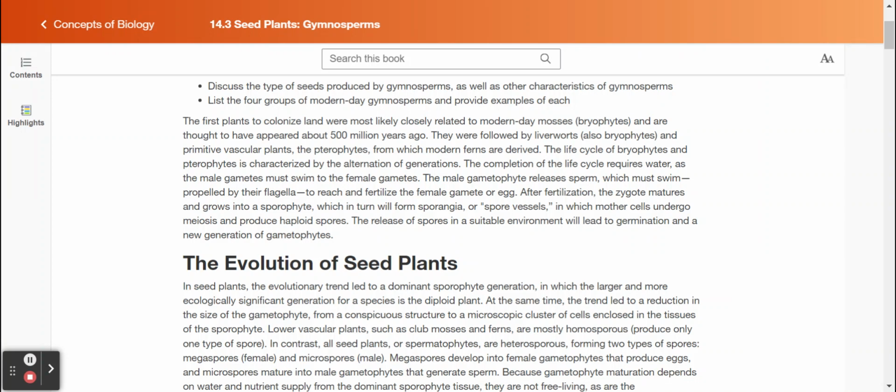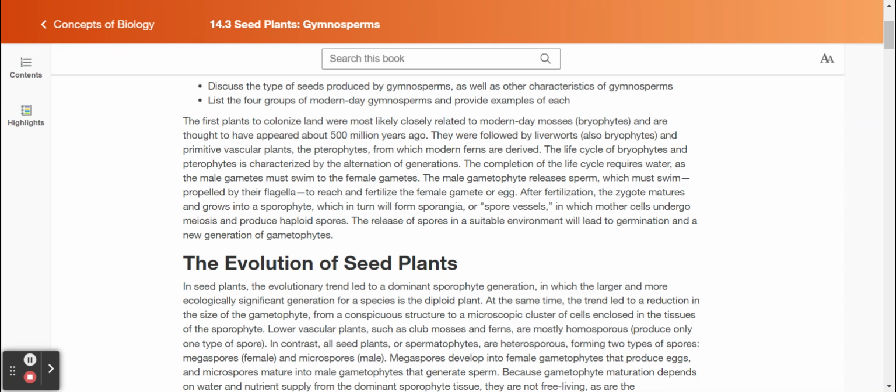The life cycle of bryophytes and pterophytes is characterized by the alternation of generations. The completion of the life cycle requires water, as the male gametes must swim to the female gametes. The male gametophyte releases sperm, which must swim, propelled by their flagella, to reach and fertilize the female gamete or egg.